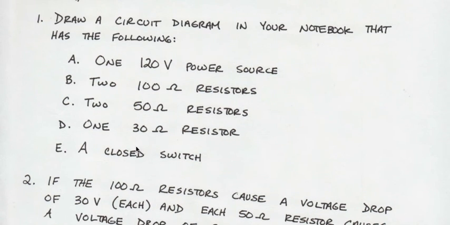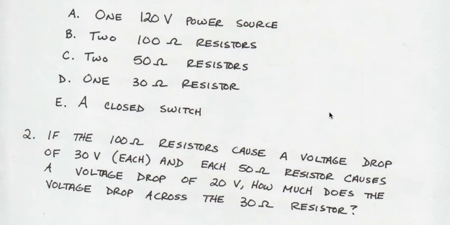So take a second and draw a circuit diagram that incorporates these elements and see if you can figure out what the voltage drop across that last 30 ohm resistor would be. You can pause the video at this point, and when you're done, you can skip to the very end, and I'll have the solution to this so you can double check your work.